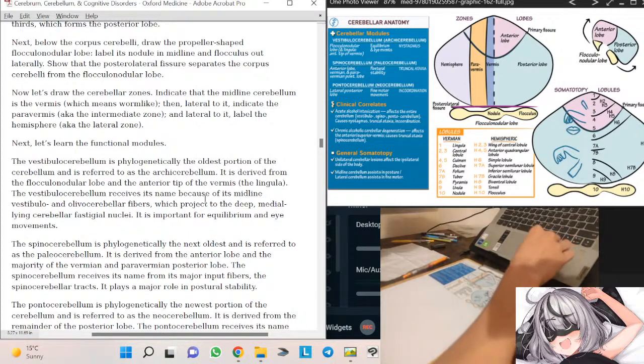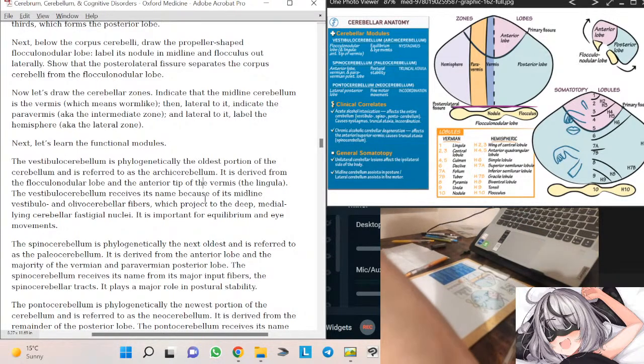Next, let's learn the functional modules. The vestibulocerebellum is phylogenetically the oldest portion of the cerebellum and is referred to as the archicerebellum. It is derived from the flocculonodular lobe and the anterior tip of the vermis, the lingula. The vestibulocerebellum receives its name because of its midline vestibulo- and olivocerebellar fibers, which project to the deep medial-lying cerebellar fastigial nuclei. It is important for equilibrium and eye movements.